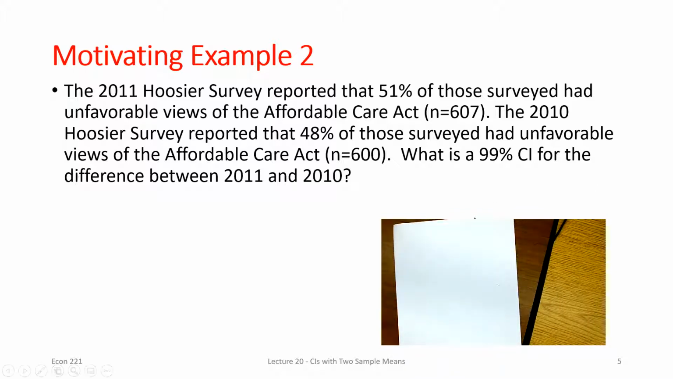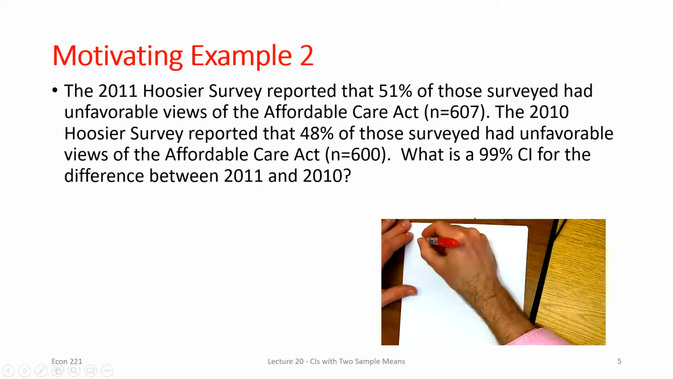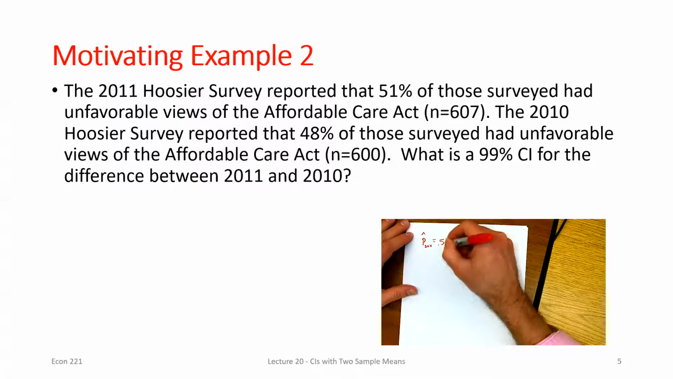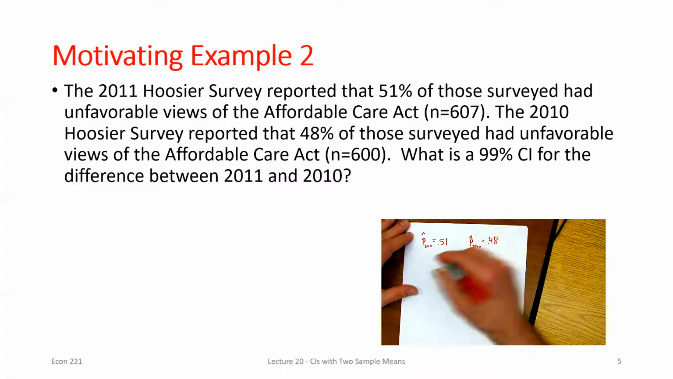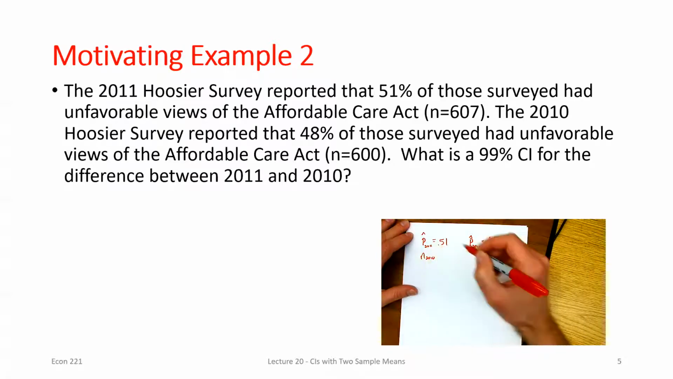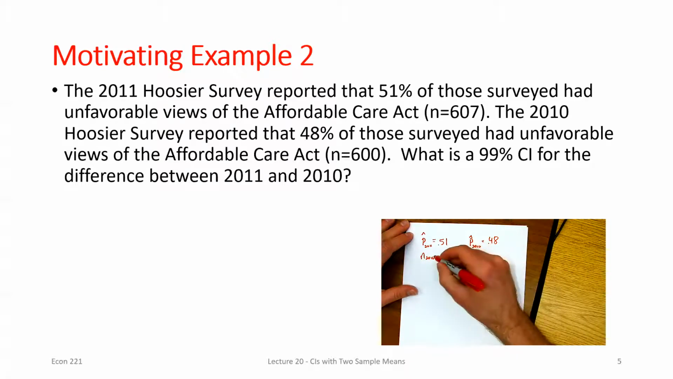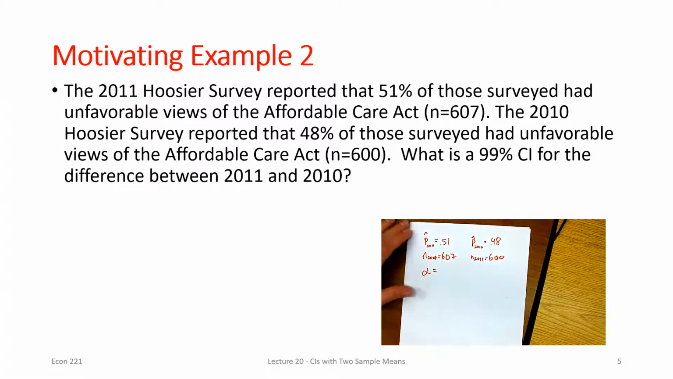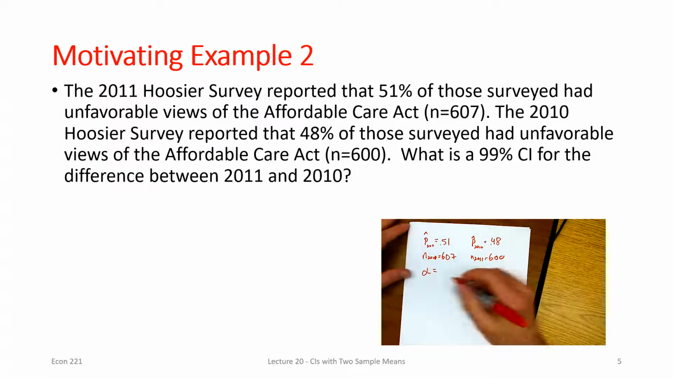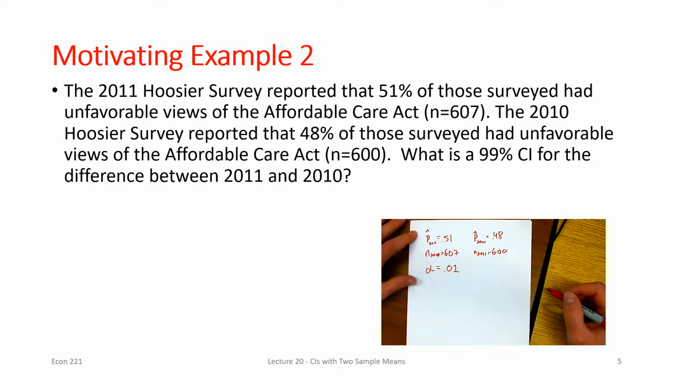Okay. So 2011, sample proportion was 0.51. Sample proportion in 2010, 0.48. We have our sample size in both years. This one was 607, this one was 600. At the 99% level, our alpha should be, well, what's the amount outside the interval in decimal form? 0.01 here. Right? The 99% confidence interval, 1% is outside, and decimal form is 0.01.